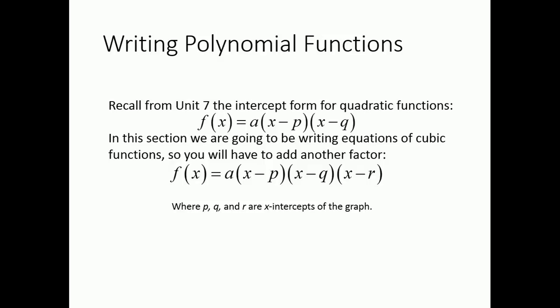Well, in this section, we're going to look at how to write equations of cubic functions. So you'll have to add another factor. We're going to have f of x equals a times x minus p times x minus q times x minus r, where p, q, and r are the x-intercepts of the graph. Let's take a look at a couple of examples so you get an idea of how to do this.